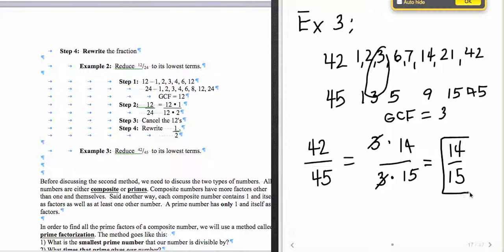And that's the lowest terms, or reduced fraction. This is equivalent to 42/45.